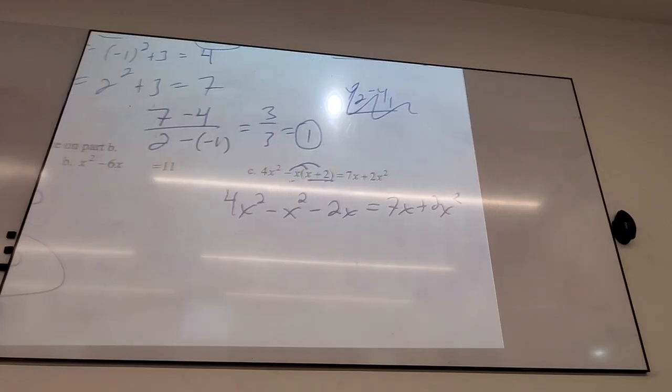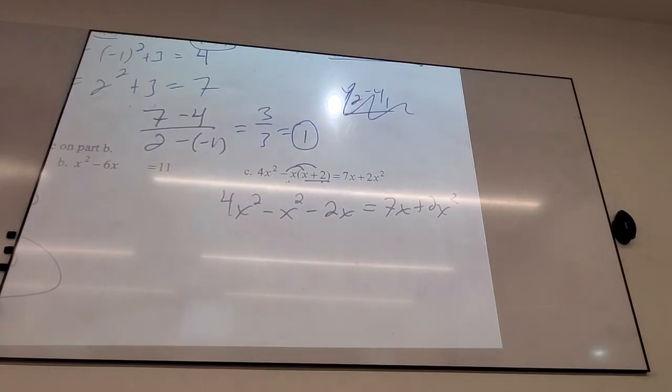Now, is there a higher power on any x besides 1? Is there a higher power than 1 on any x? When you see that, you want to get it equal to 0. That's the key. Unless all my x squared terms disappeared.